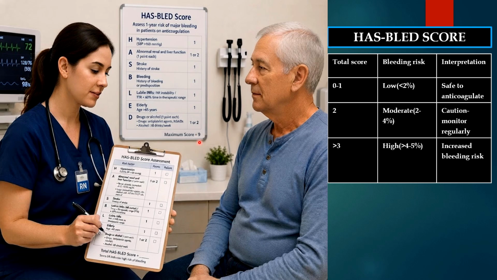So the maximum score is 9. The scoring will be given based on individual patient assessment. If the total score is between 0 to 1, that indicates low risk and it is safe to consider anticoagulant. If the score is 2, that indicates moderate risk. Anticoagulant can be considered but with caution and regular monitoring is necessary. If the score is 3 or more, that indicates high risk of bleeding and consider alternatives to anticoagulation.